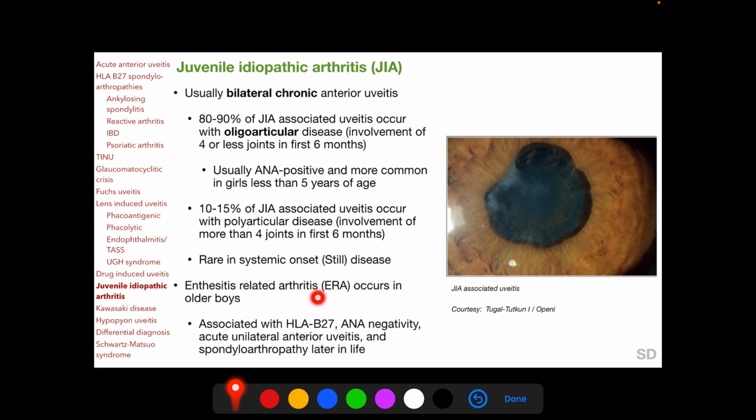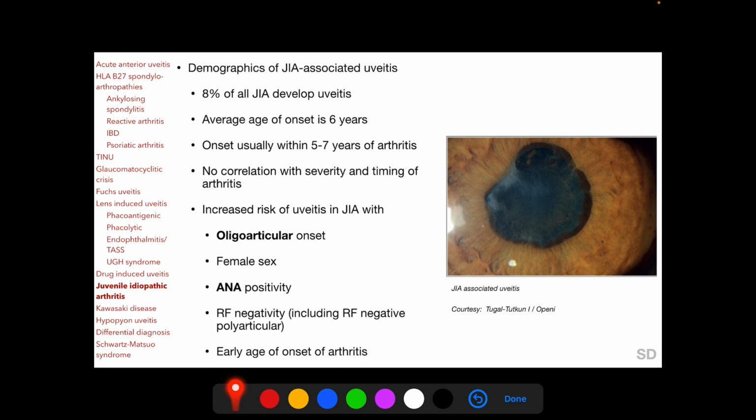So uveitis associated with enthesitis related arthritis is more like the typical acute non-granulomatous anterior uveitis we face routinely in the clinic, and is different from the typical bilateral chronic anterior uveitis associated with oligoarticular JIA. 8% of all JIA develop uveitis, and the average age of onset of uveitis is 6 years, and the onset usually occurs within 5 to 7 years of onset of arthritis, and there is no correlation of severity of the uveitis with severity or timing of the arthritis, and the risk of uveitis in JIA increases with oligoarticular disease, female sex, ANA positivity, RF negativity, and early onset of arthritis.